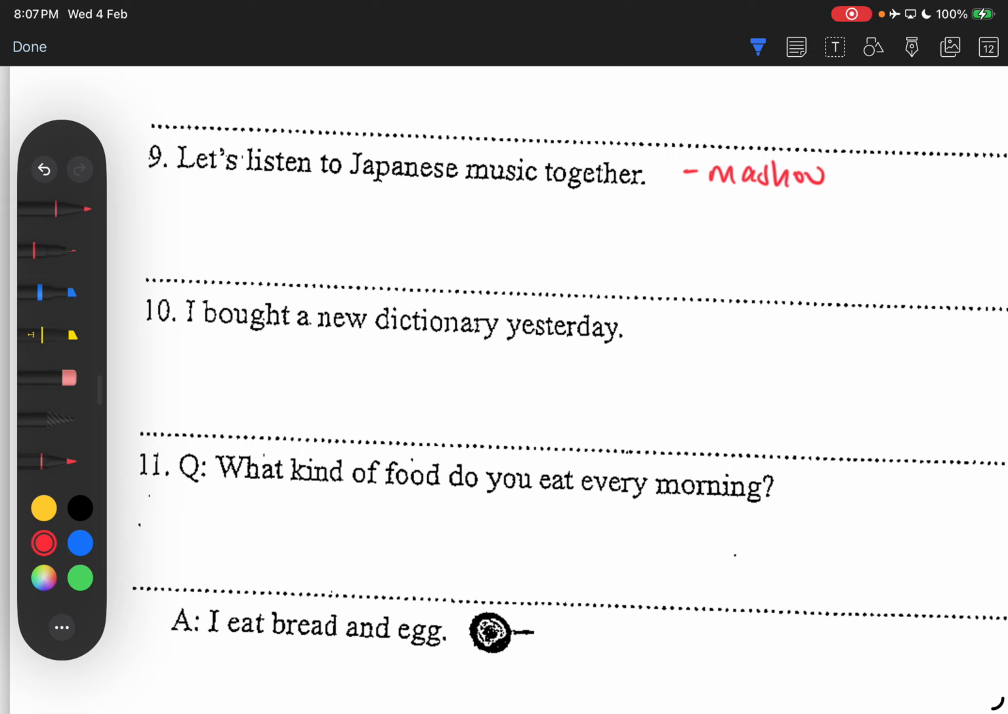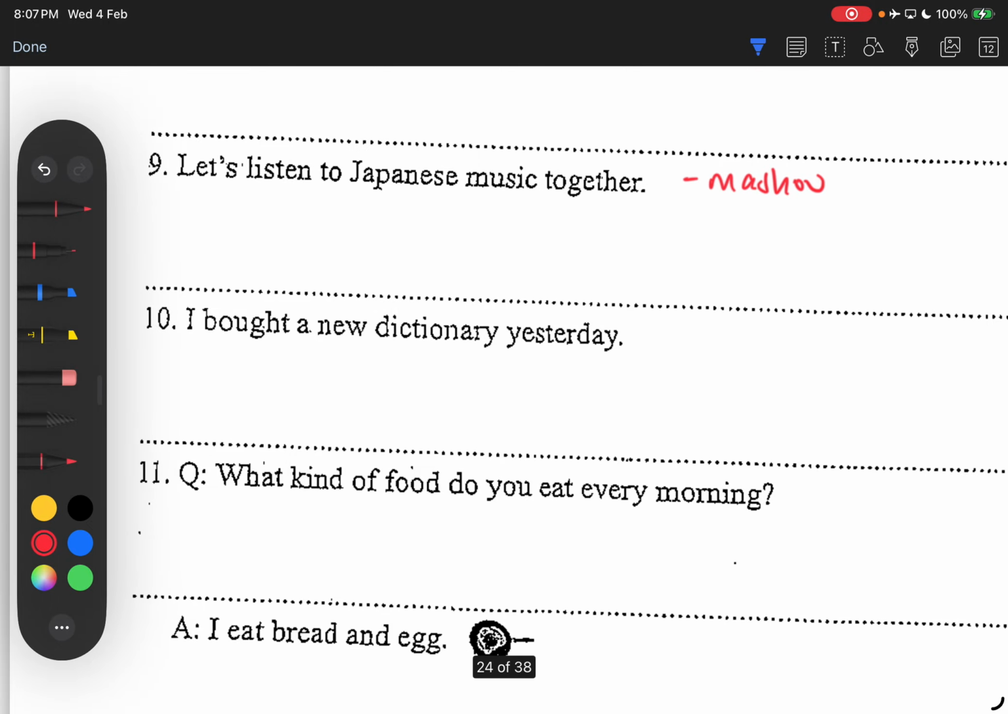One more time, please. 日本の音楽を聴きましょう。Yes. That one is more of a sentence, really: let's listen to Japanese music together. You can put 一緒に in or not. If we remove the word together, it's still the same as inviting the other party to listen together. The together is just extra. So 一緒に is optional for you, up to you if you want to write it.